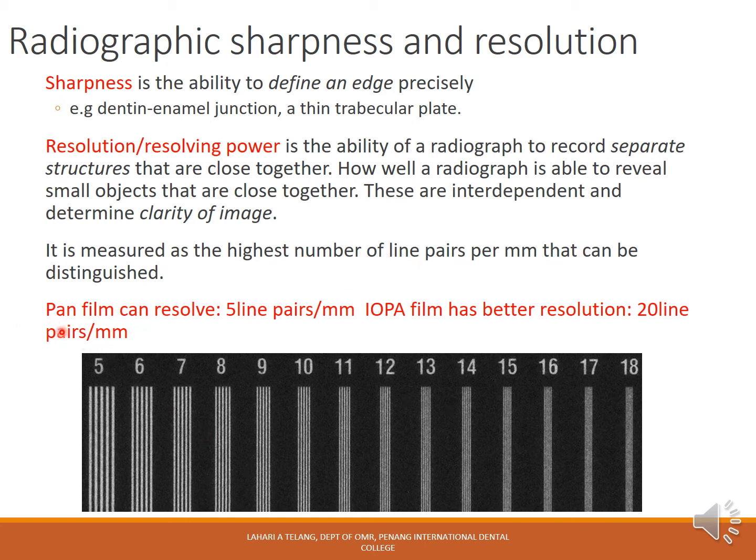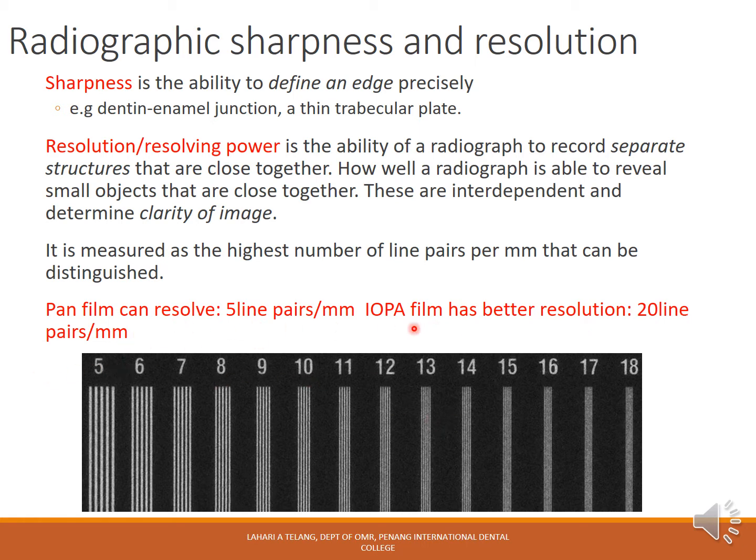For example, a line pair means a white line and the space in between it, which is called a pair. So if, for example, in a panoramic film, five line pairs can be distinguished in a space of 1 millimeter by the naked eye, whereas an IOPA film has better resolution. It allows the eyes to see 20 line pairs per millimeter.